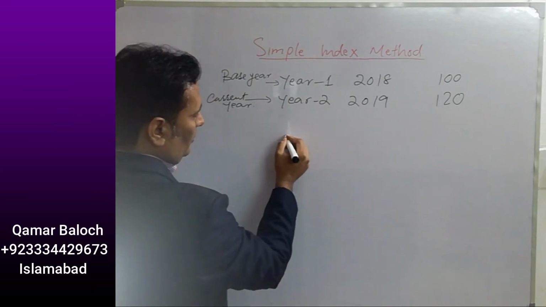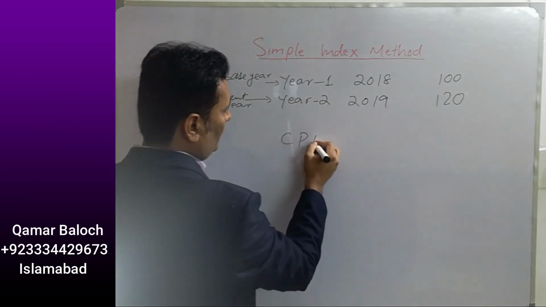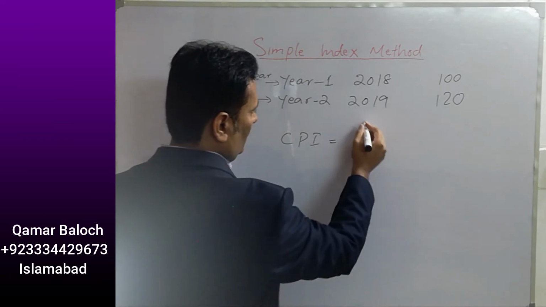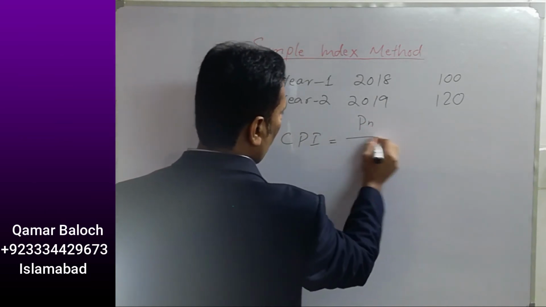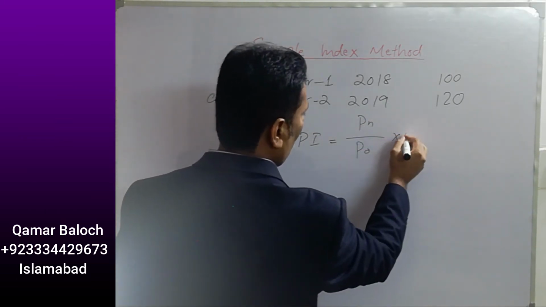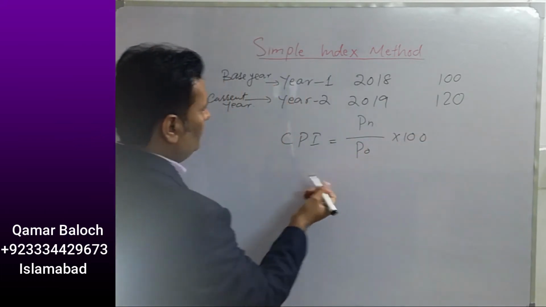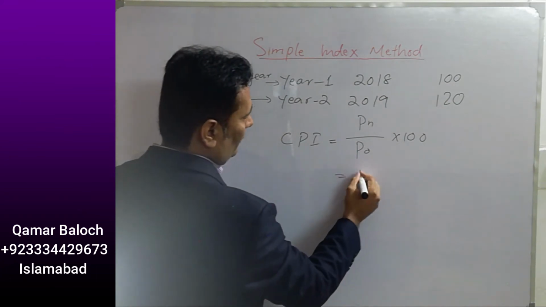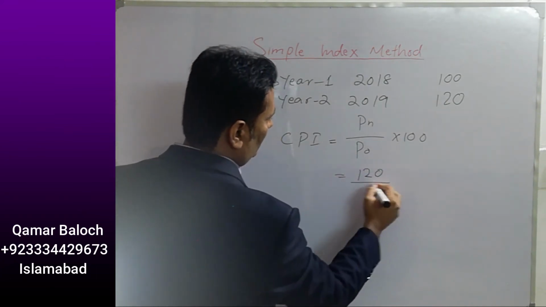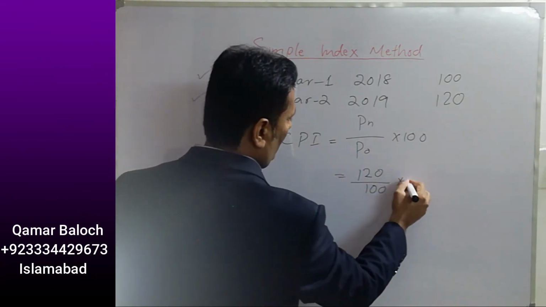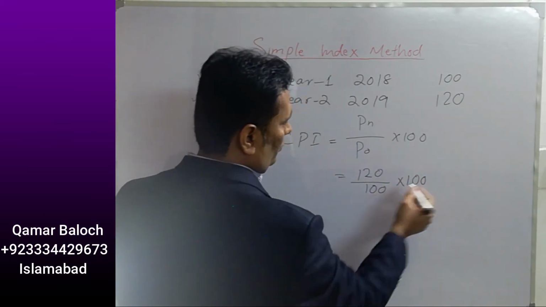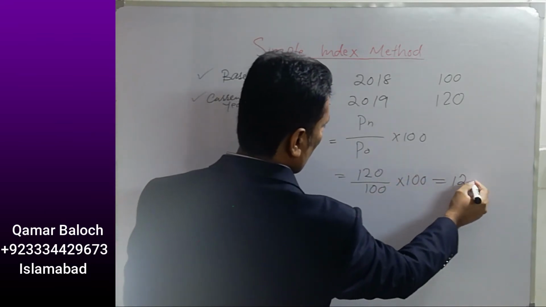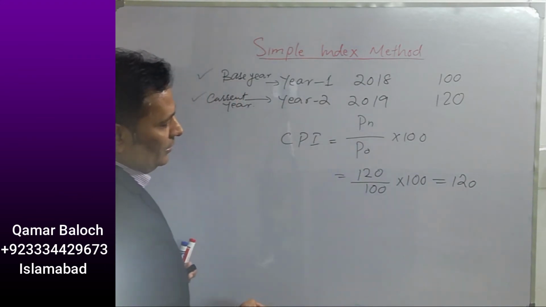So we have a simple formula for CPI. We find CPI, consumer price index, using the formula Pn over P naught into 100. Pn stands for current year price and P naught stands for base year price. So we have current year price 120, base year price 100, and multiplying by 100 will give us 120. So CPI, consumer price index, is 120.